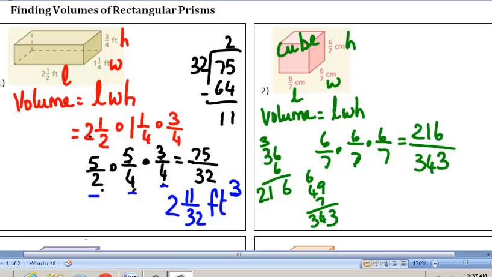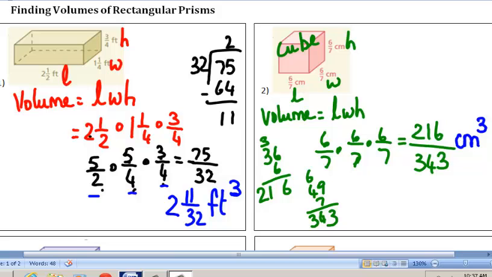Now if you go ahead and look at it a little bit more, you'll realize that this is it. You can't reduce it. We are good with it, so we are going to leave it as 216 over 343 centimeters cubed. Again, don't forget that unit.